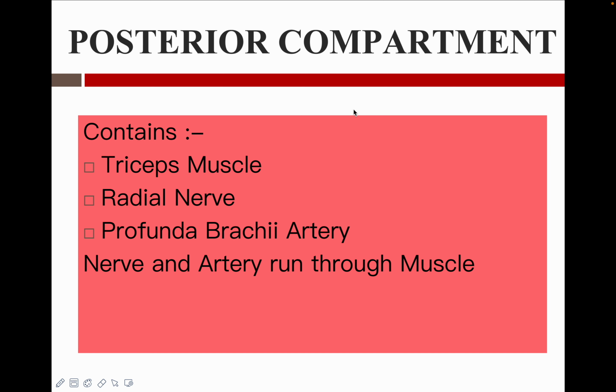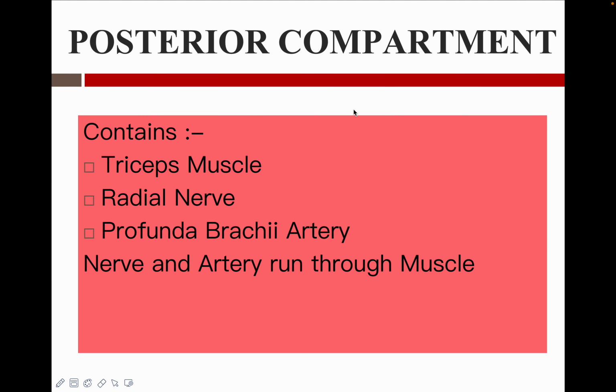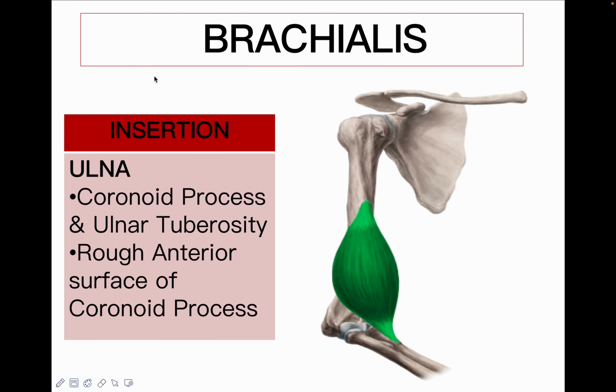In this video today, we'll cover the triceps muscle. Later on, we'll cover the nerve and the artery as well. So tri means three. It has three heads of origin. That is, the long head takes origin from the infraglenoid tubercle of the scapula. We have already seen that tubercle, this is the scapula, this is the infraglenoid tubercle. It is for the long head of the triceps. The supraglenoid tubercle is for the long head of the biceps.